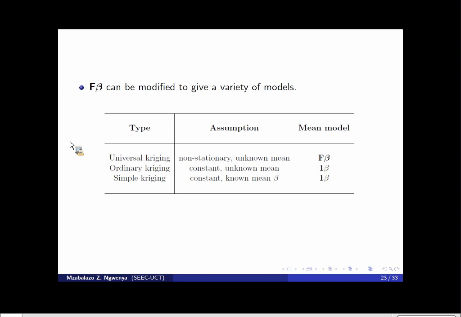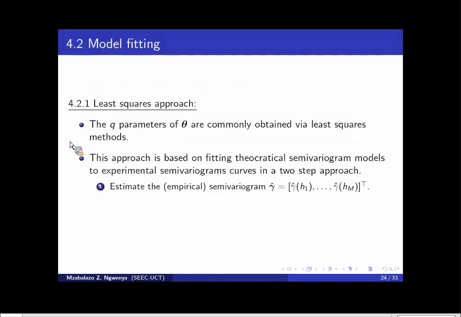We can assume that our mean is constant but unknown. So now we do not need the coordinates. Remember, here we're saying the mean is constant over the whole domain. So we just have to estimate the mean. It does not change over the domain. And then there's also a situation where we're saying the mean is known and constant. So you can see with kriging, we're pretty flexible. We can model constant means and we can model non-constant means.